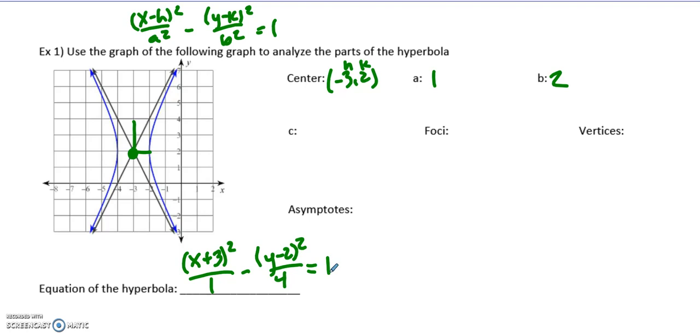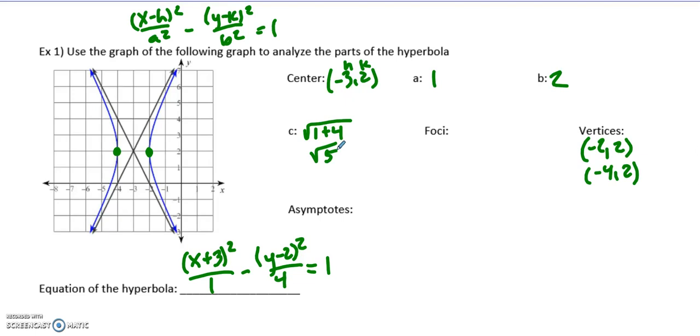Now when I start analyzing it, there's a little bit more to it. I'm going to hop around just a little. I'm going to get my vertices first. My vertices are the points on the graph that are on the box. So it looks like that is negative 2, 2, and also negative 4, 2. My c value, remember, is the square root of a squared plus b squared. So that's 1 squared plus 2 squared. So my c value is the square root of 5.